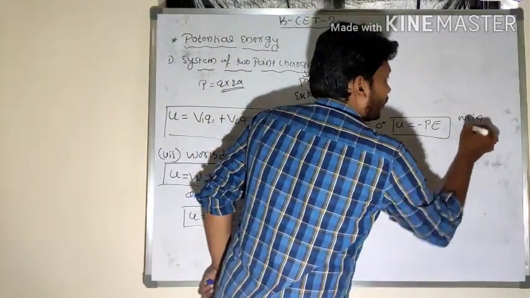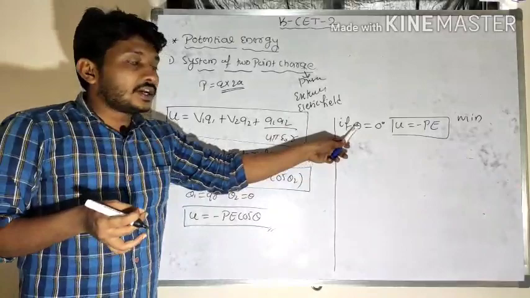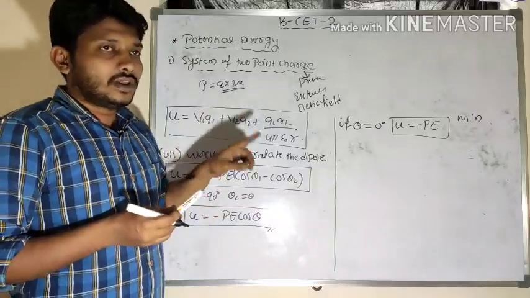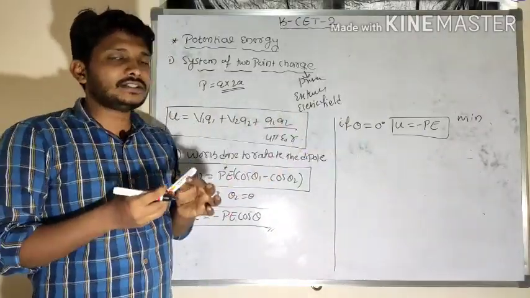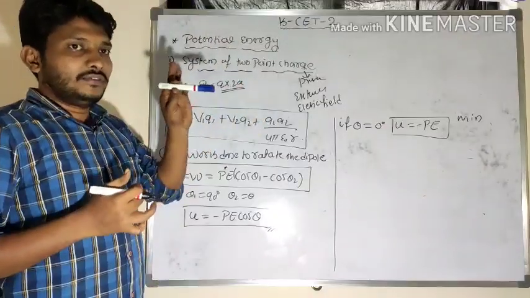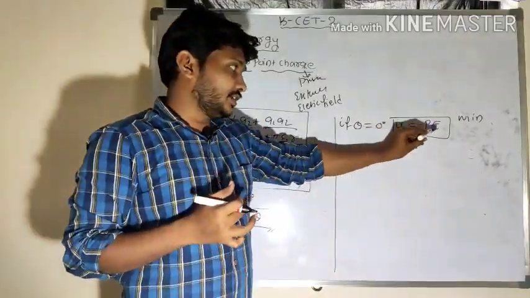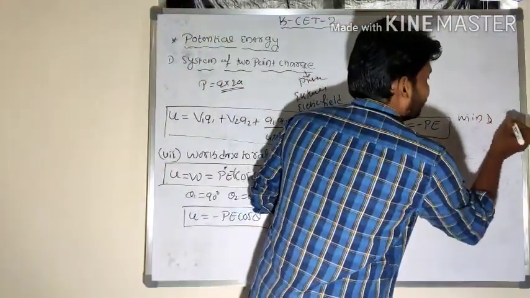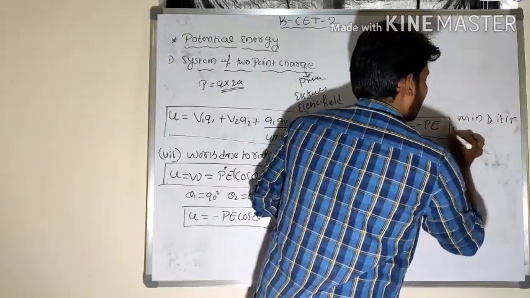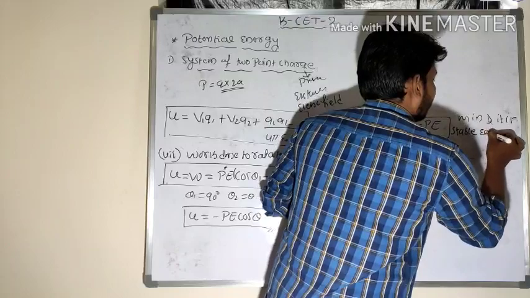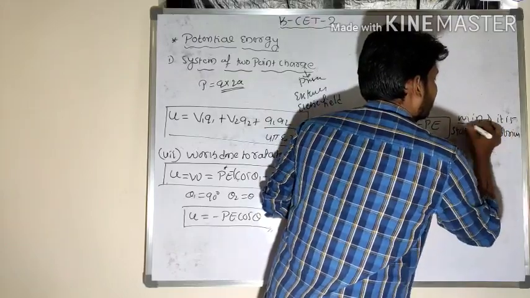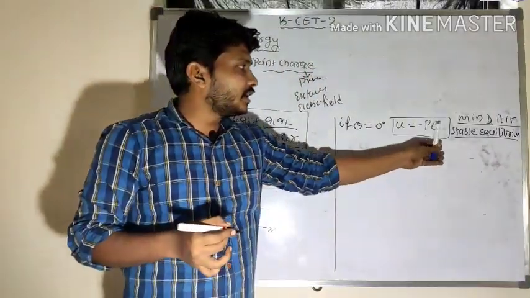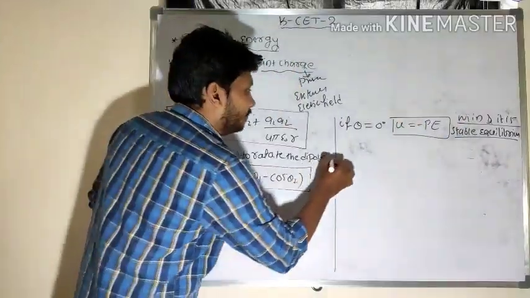So it means the potential energy is minimum and the dipole is in stable equilibrium. Look here, theta equal to 0 degrees means the dipole is parallel to the electric field. If the dipole is parallel to the electric field, its potential energy is minimum and the dipole is in stable equilibrium. So remember this point: if theta is equal to 0 degrees, potential energy is minimum and it is stable equilibrium.